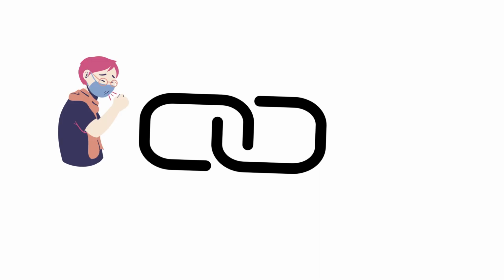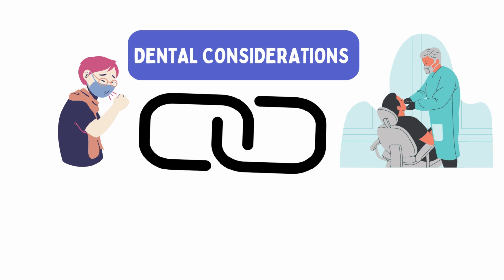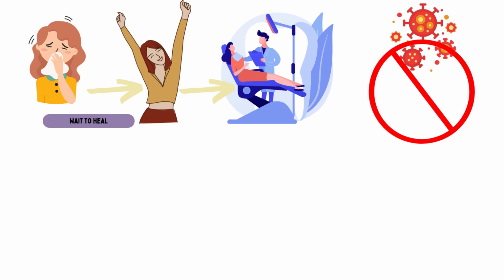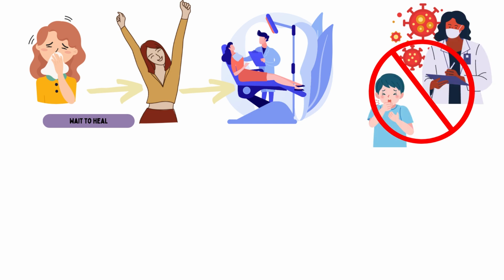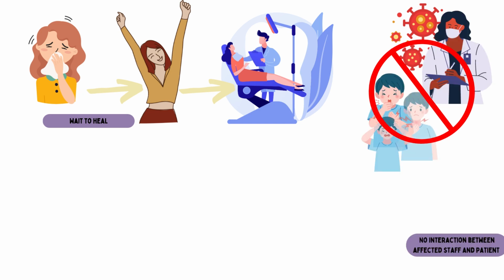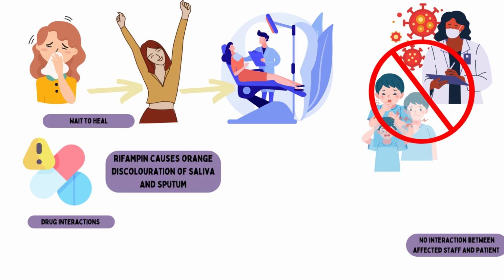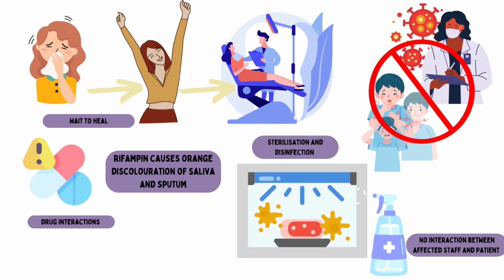It's always best to cross-link our information with every field. So let's talk about how it would affect a patient undergoing dental treatment. It's always best to wait till the tuberculosis has been treated before performing dental procedures. It won't really affect the staff unless the patient is having active pulmonary tuberculosis and the staff is immunocompromised. Drug interactions should always be kept in mind. As we discussed previously, rifampicin causes orange discoloration of saliva and sputum. It is imperative that we use heat sterilization and disinfectants against the Mycobacterium bacilli.